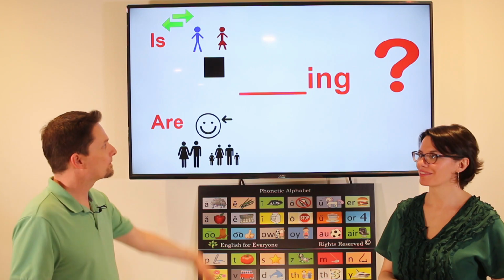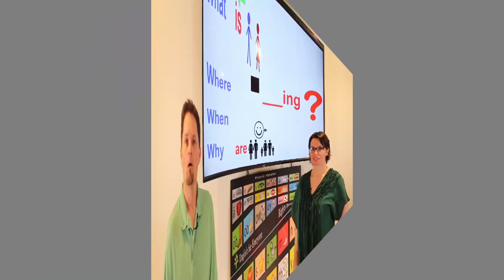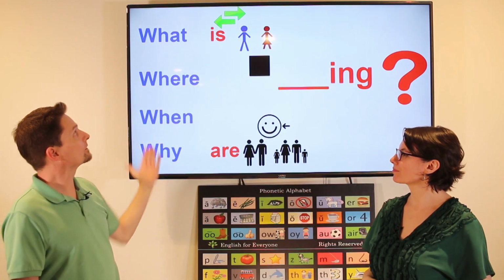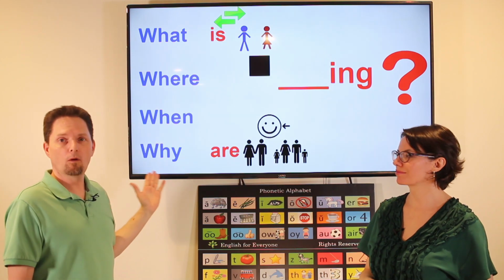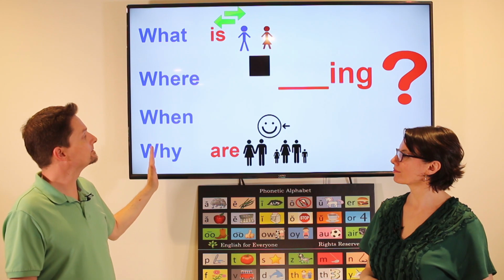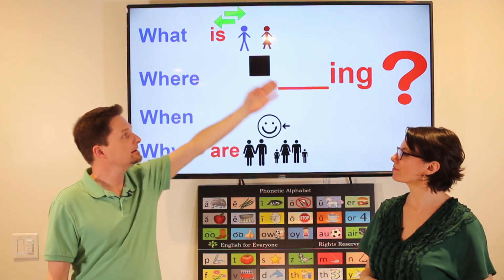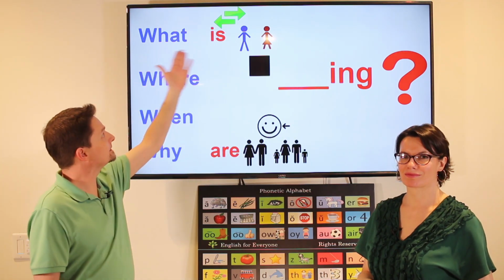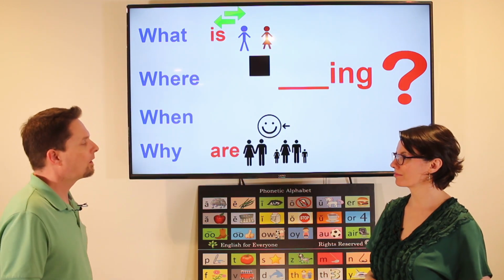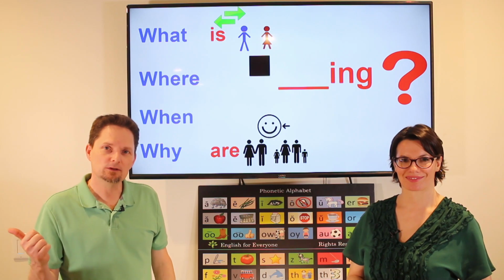So remember, to use a continuous action, make a question and switch. When we make questions with a question word, what, where, when, why, the order is important. First, question word: what? And then we switch. What is he doing? What is she doing? He's working. Very good.